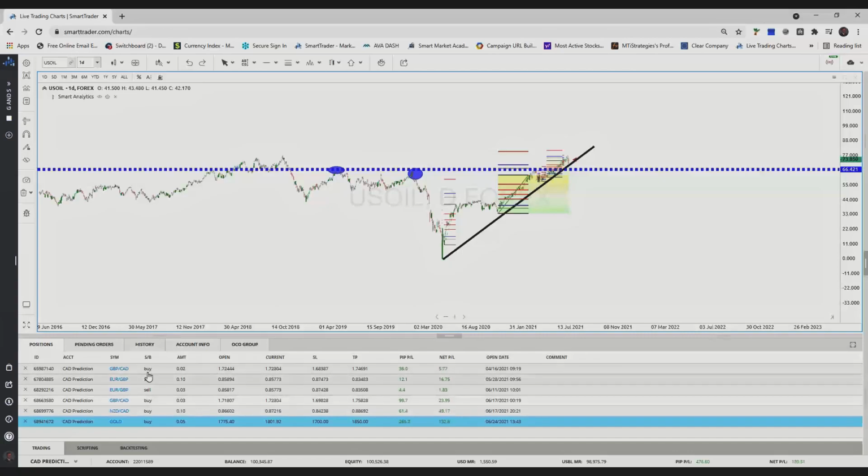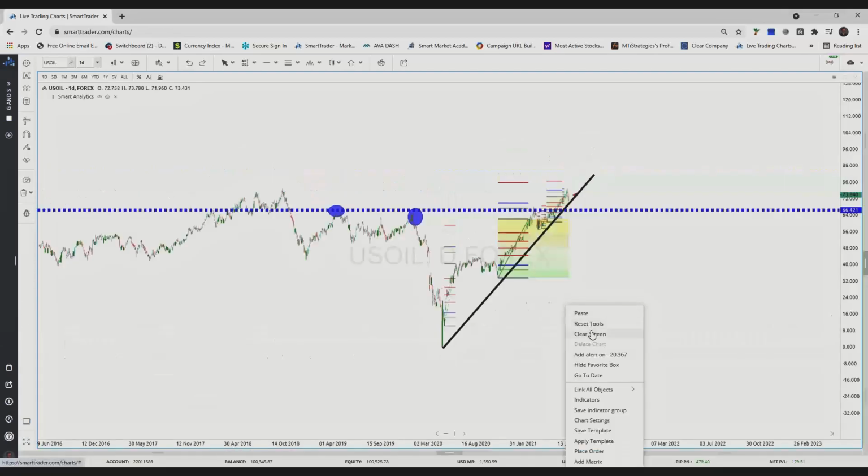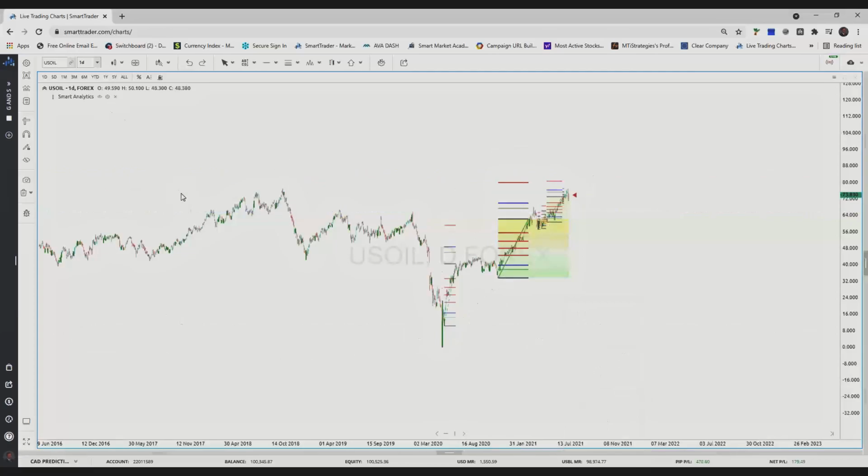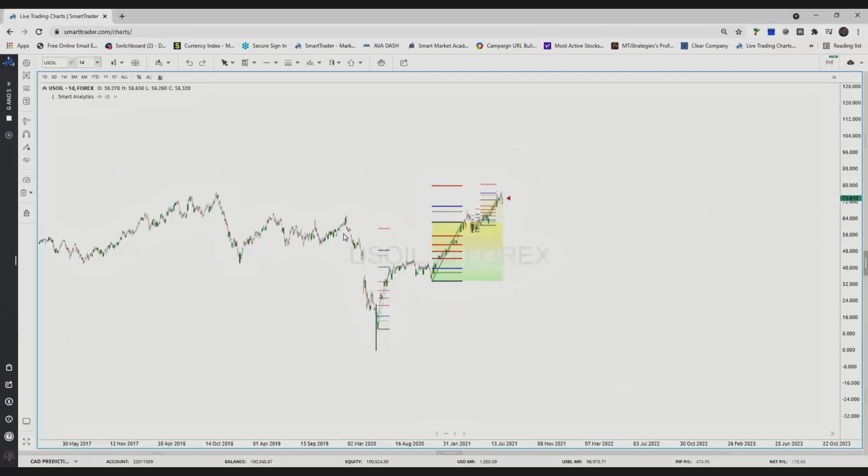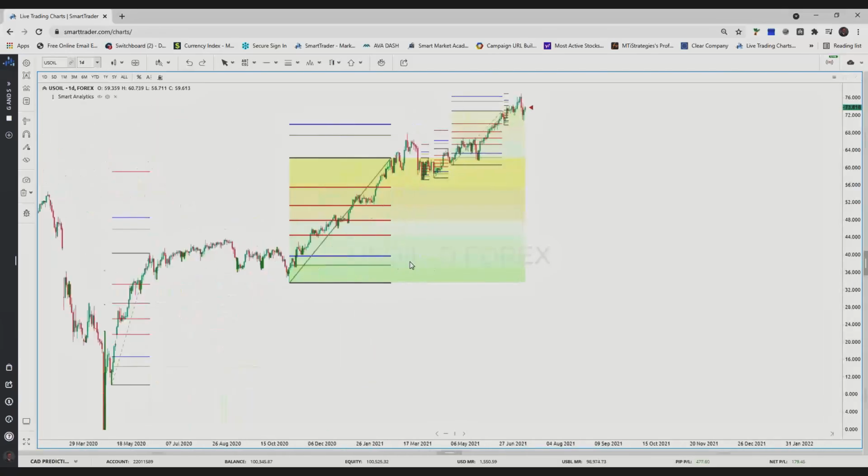So oil continues to be strong. I know we talked about $80 oil, and I've got the Smart Analytics tool up on oil right now. We might as well just go ahead and take a look at it. Smart Analytics basically just draws all the Fibonacci levels. It scans for you. I could draw all these manually, or I can have this system do it for me.